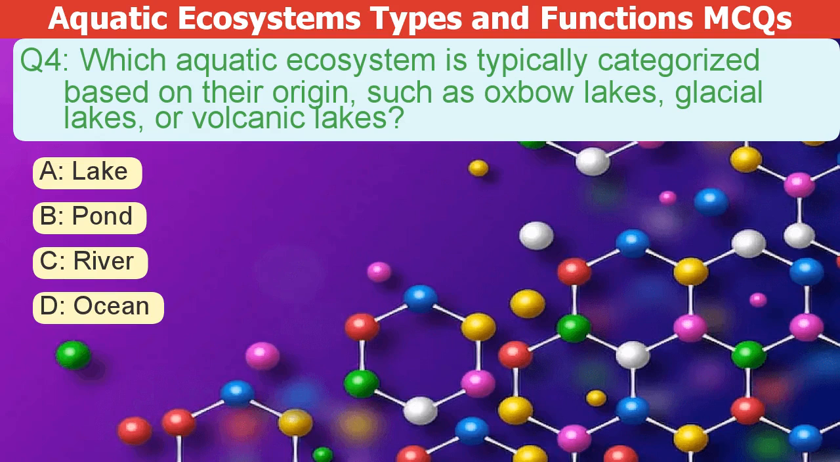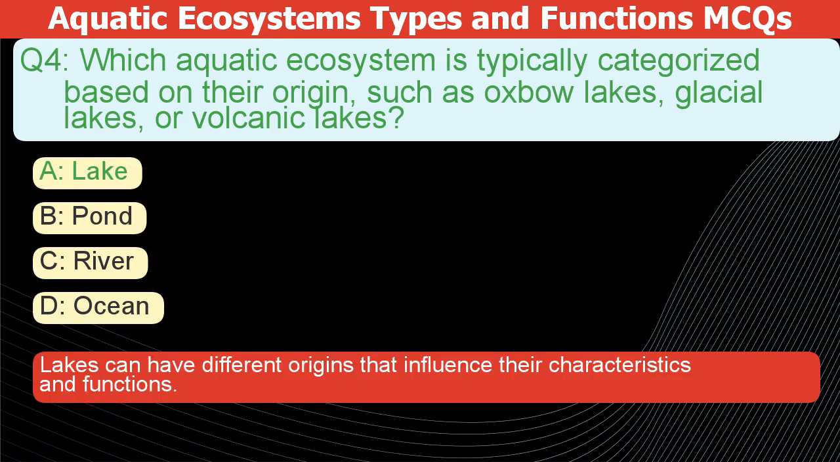What is the most abundant type of organism found in oceans? A. Phytoplankton. B. Fish. C. Seals. D. Whales. The correct answer is A. Phytoplankton are the most abundant organisms in oceans, serving as the base of the marine food chain.